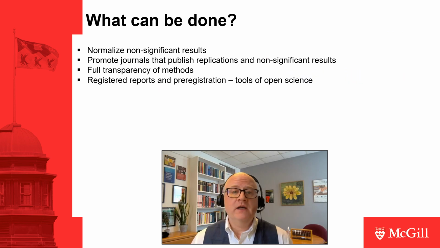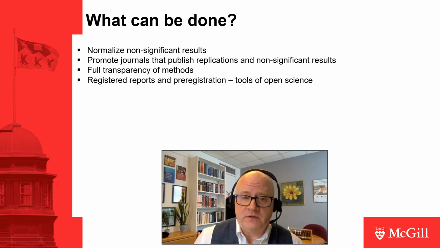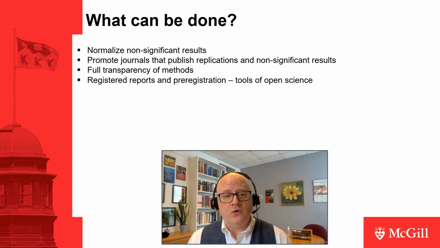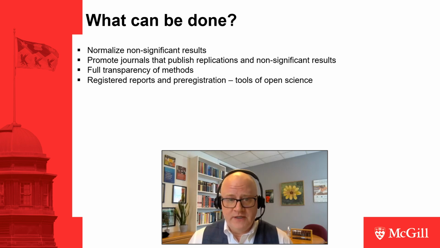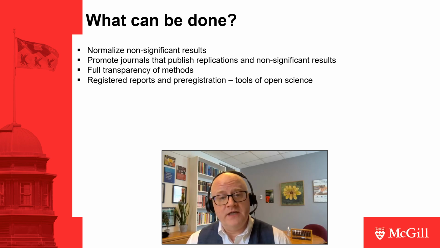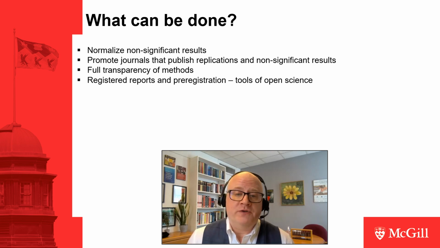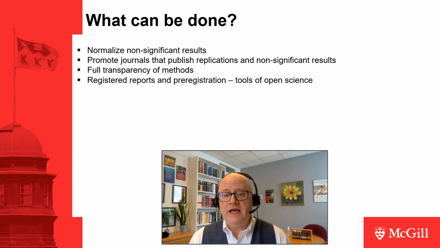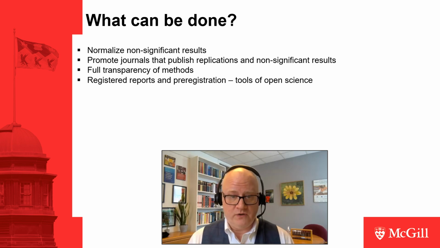What can be done? We have to normalize non-significant results. This is really important. It's the quality of the research question. Is it an important question that's well couched in literature? And are you using sound research methods to test that question effectively? We have to promote journals that publish replications and non-significant results. Quality of work, not exciting innovation of work.